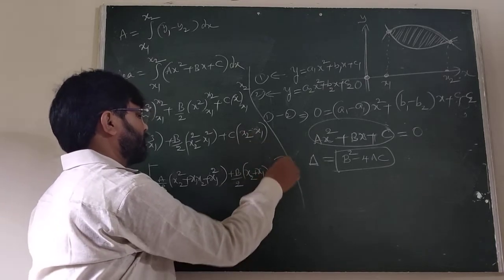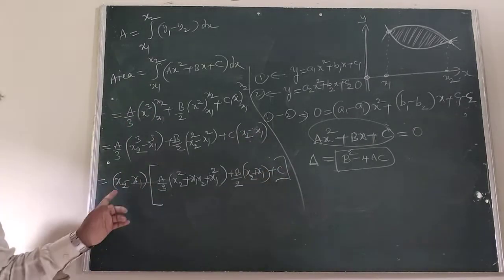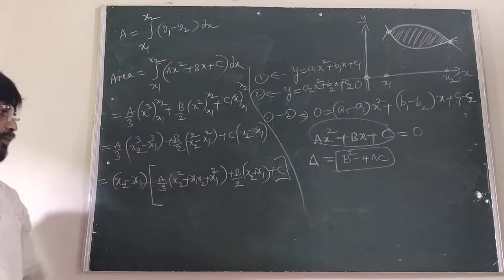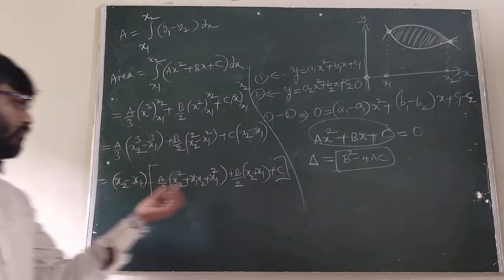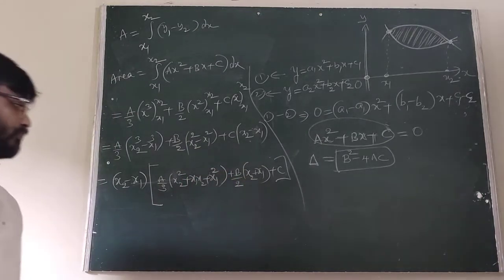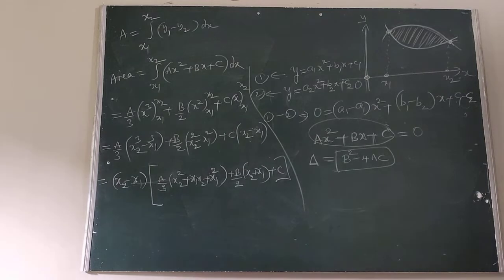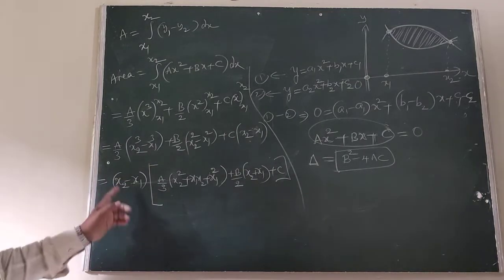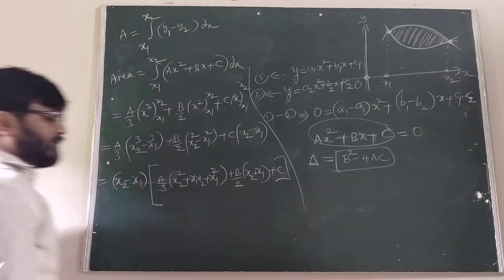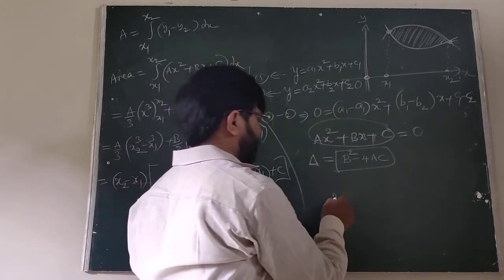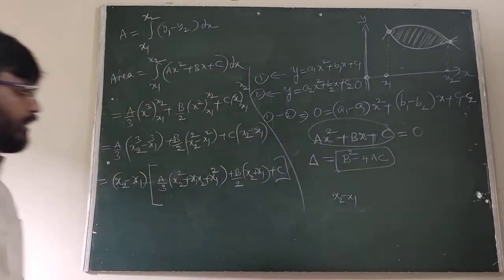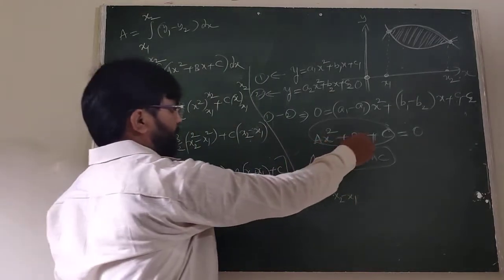Finally we put the c. Okay, (a minus b)(a² plus ab plus b²) is a³ minus b³. (a minus b)(a plus b) is a² minus b². Now how can you write this one? This is x2 minus x1. Everybody knows the x2 minus x1, all of you listen here.